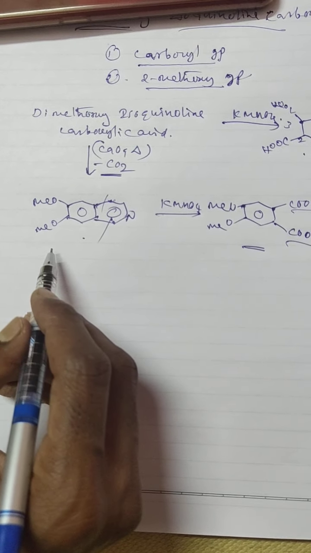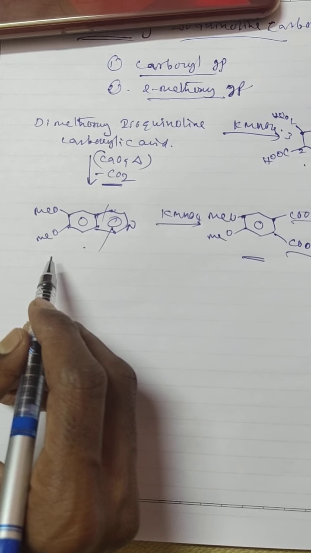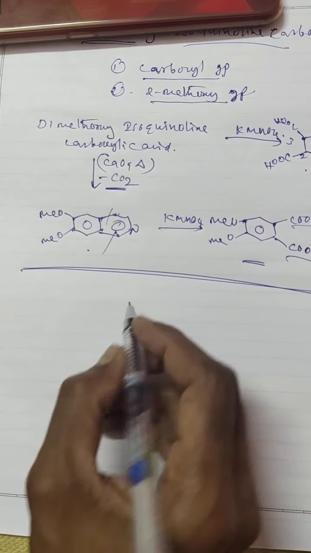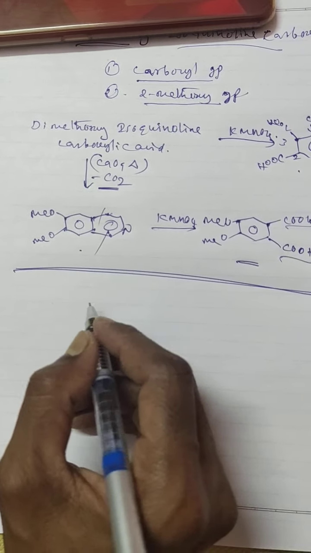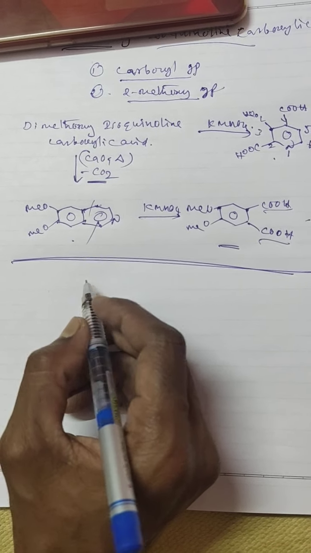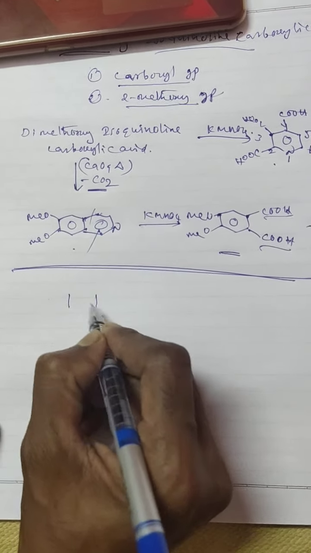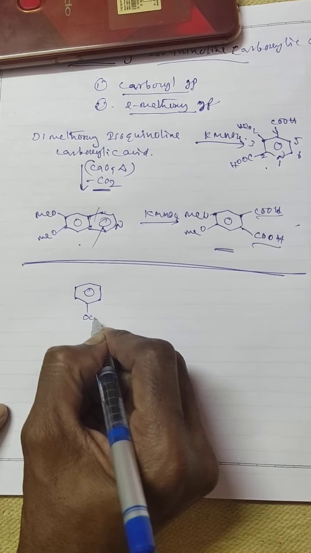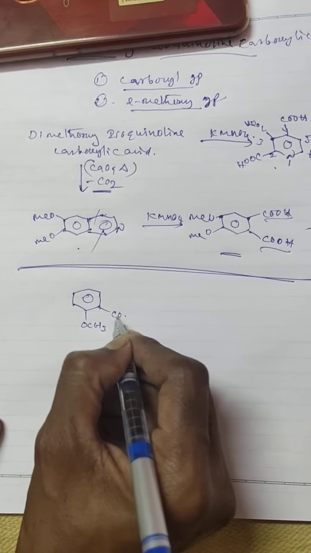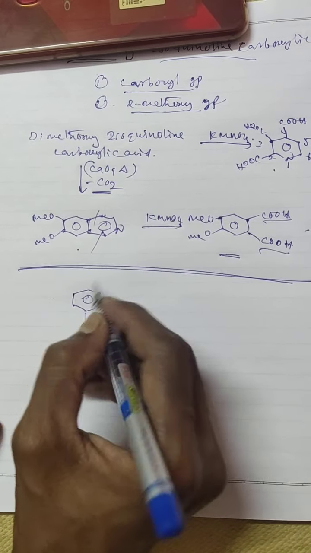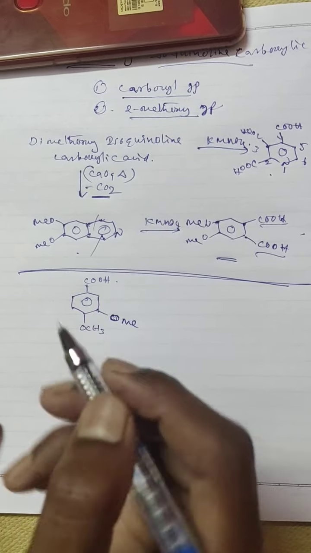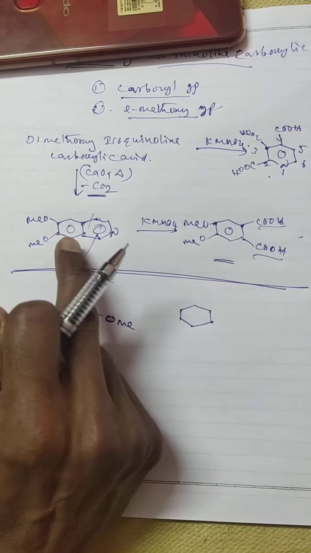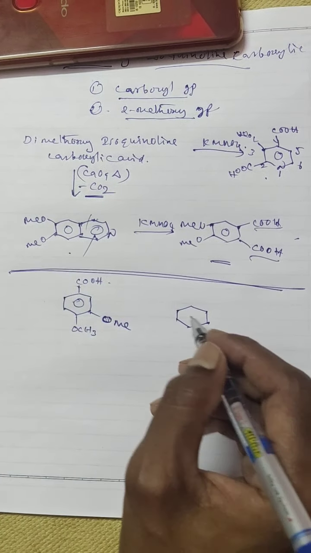Based on the foregoing data, the structure of papaverine is as follows. So that is the structure of papaverine, like this. So already we got veratric acid. What is the veratric acid structure? So this is the veratric acid structure. There are two methoxy groups and one carboxylic acid, and another one is isoquinoline, that is this one, dimethoxy isoquinoline.